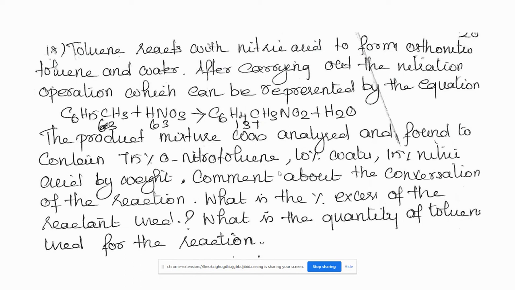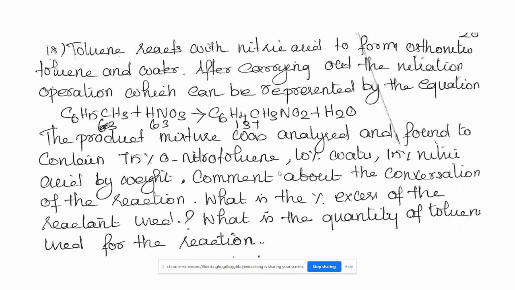The product mixture was analyzed and found to contain 75% orthonitrotoluene, 10% water, and 15% nitric acid by weight. Comment about the conversion of the reaction. What is the percentage excess of the reactant used, and what is the quantity of the toluene used for the reaction? Once again, I repeat, toluene reacts with nitric acid to form orthonitrotoluene and water.